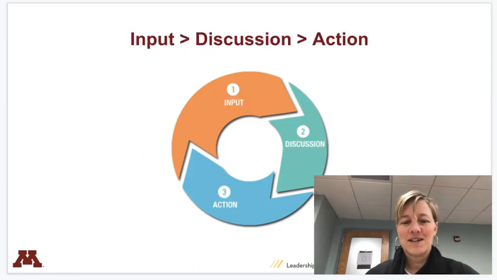Right. Step 1 is input. And again, this whole visual, I love it because it shows us it's a process. It's not just a survey. There's no stop and start. It's constantly happening with the interactions you have with your direct reports.